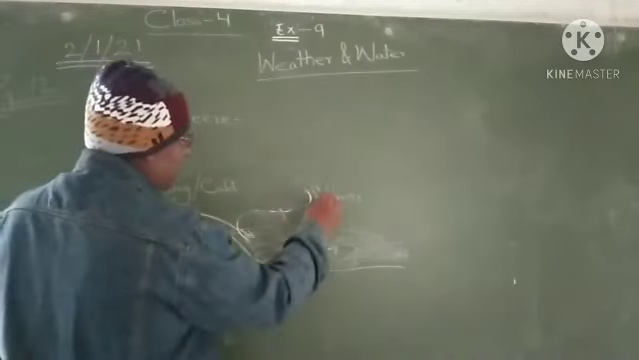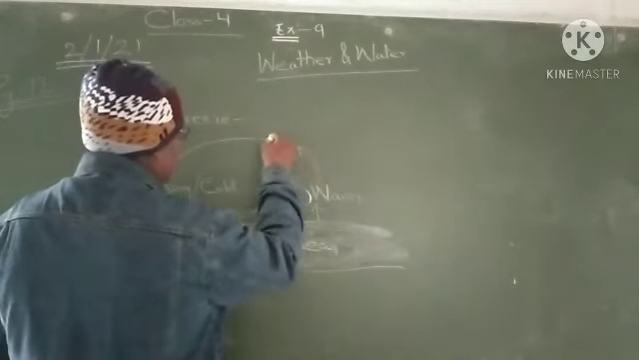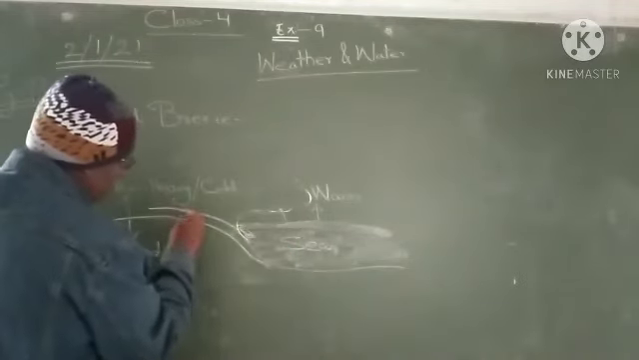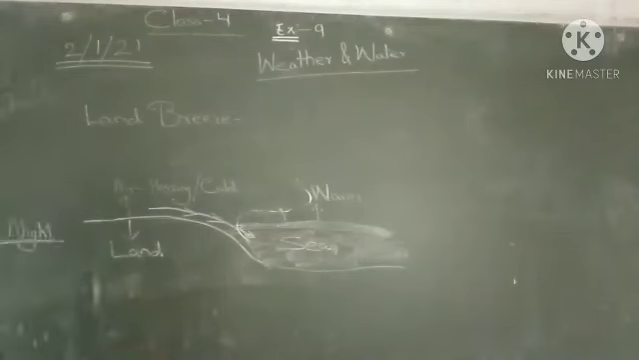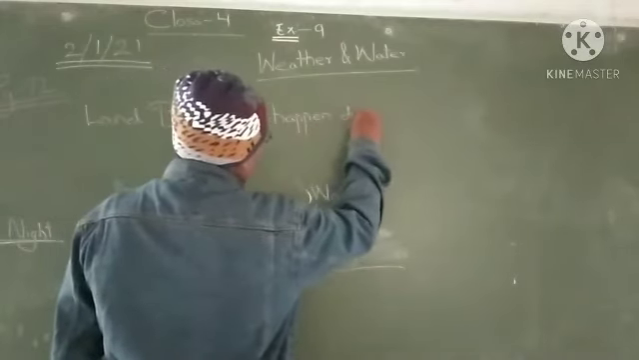Gradually this warm air comes over here. The wind blows from here and it moves, occupies the space above the sea surface. So what is land breeze? First it happens during the night.